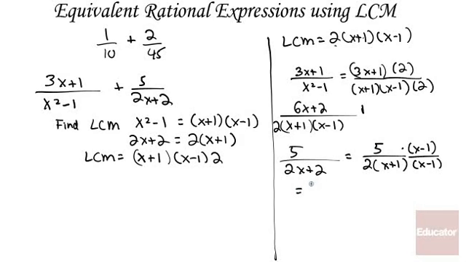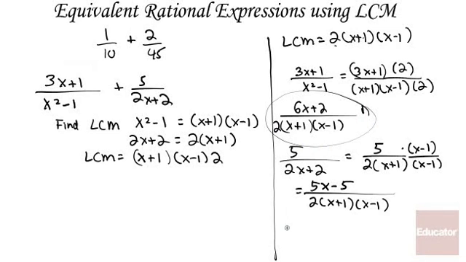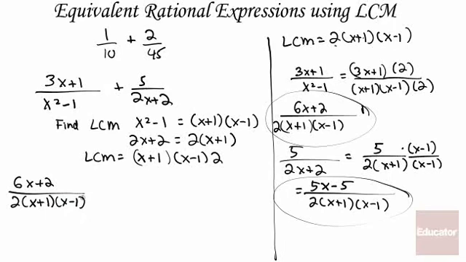5 times x minus 1, that's 5x minus 5 over 2 times x plus 1 times x minus 1. Now that I've done all this, for the expression on the left, I've ended up with 6x plus 2 over the LCM. For the expression on the right, I've ended up with 5x minus 5 over the LCM. Now that these are written using the LCM, I've got a common denominator. I can go back and proceed as usual with adding 2 rational expressions.